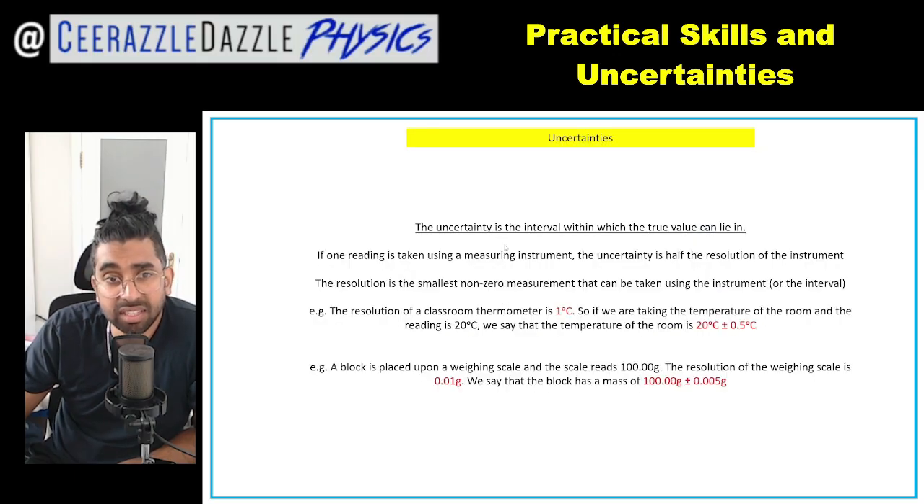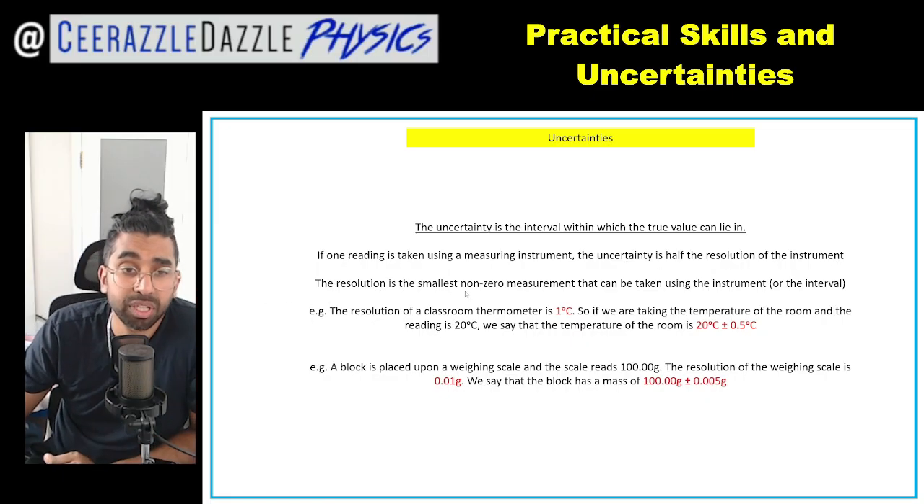Uncertainties. The uncertainty is the interval within which the true value can lie. If one reading is taken using a measuring instrument, the uncertainty is half the resolution of the instrument. And the resolution, as we stated earlier, is the smallest non-zero measurement that can be taken using the equipment, or the interval. For example, the resolution of a classroom thermometer is 1 degree Celsius. So if we were taking the temperature of the room and the reading is 20 degrees Celsius, we can say that the temperature of the room is 20 degrees plus or minus 0.5 degrees Celsius. So I've taken the 1 degree, I've divided it, this is 0.5 degrees Celsius.